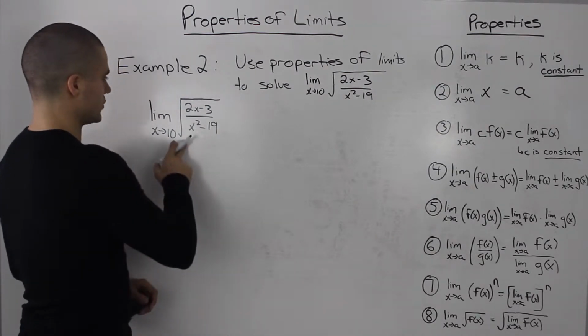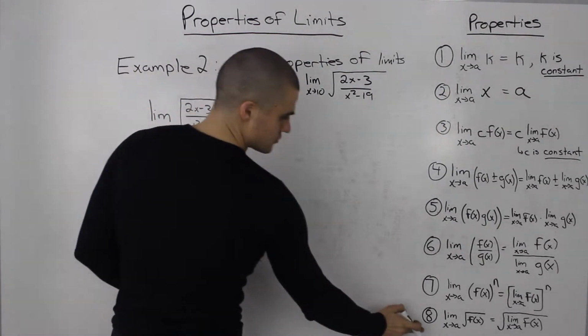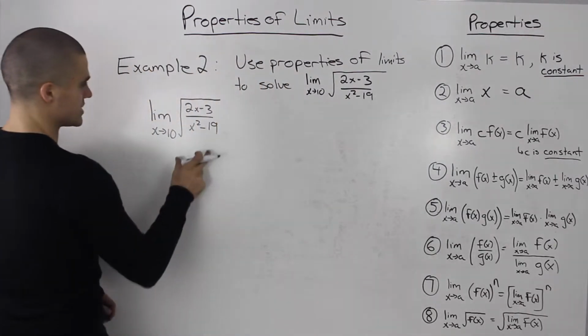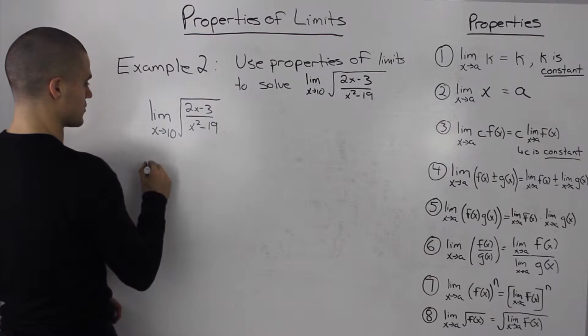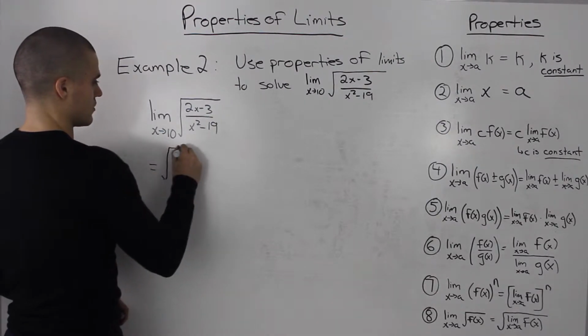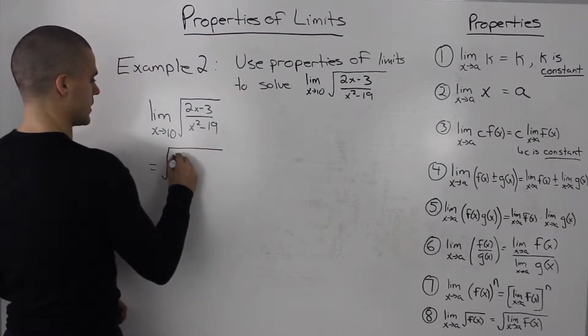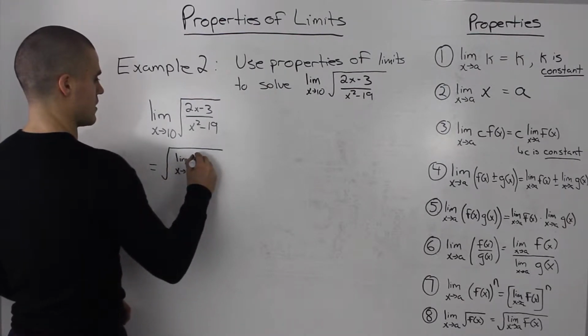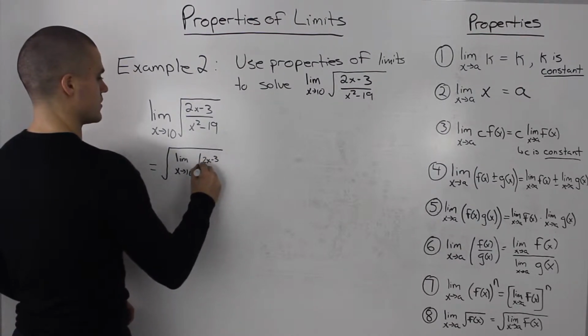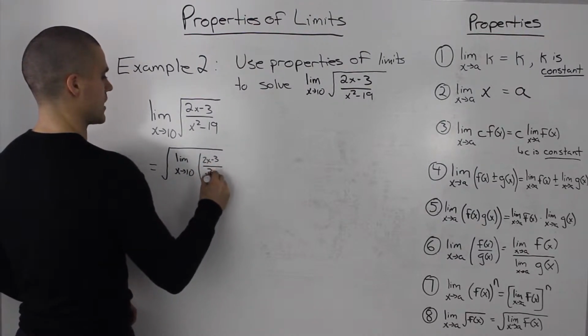So the first thing I'm going to do is use property 8 to take the limit of this function inside and then square root it all. So the square root of the limit as x goes to 10 of the function 2x minus 3 over x squared minus 19.